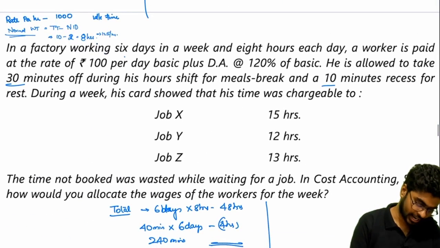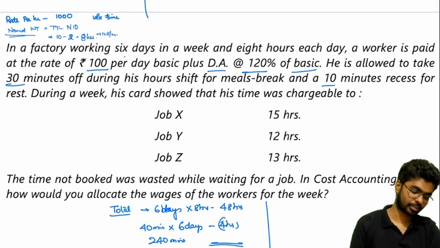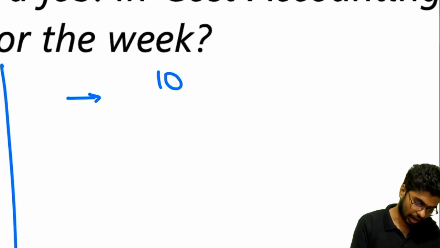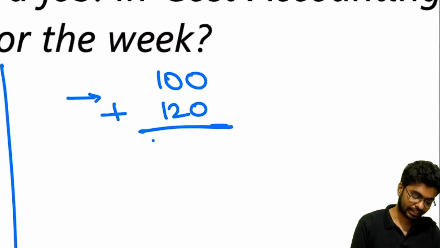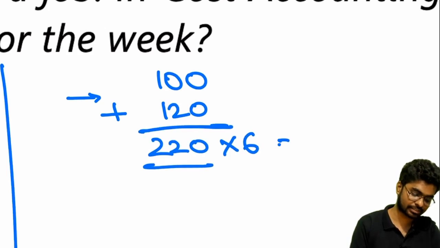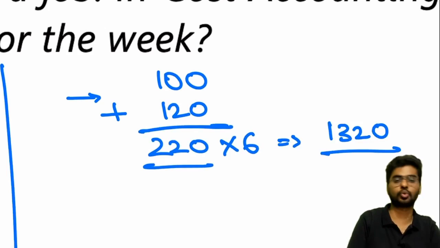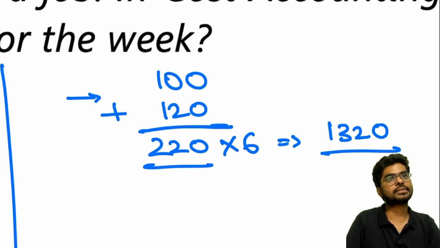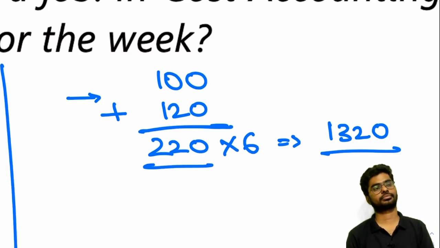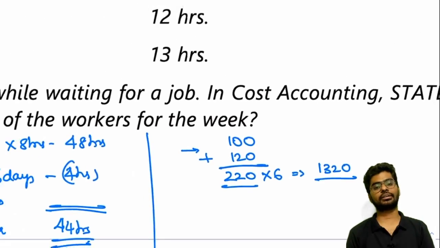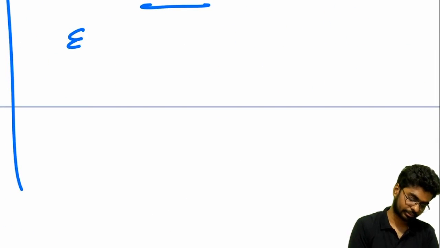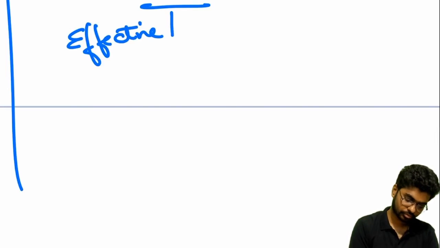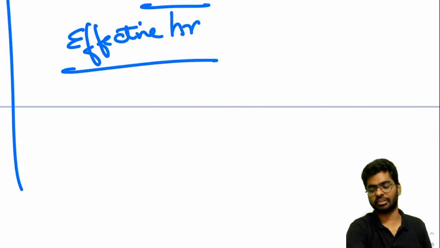The employee is paid 100 a day and dearness allowance of 120%. That means every day he will get 100 plus 120% of 100, which will be what? 120. So he will be getting 220 rupees a day for 6 days. That means totally he will be getting 1320. Did you understand this? Should I repeat any of this? Done? Now, what becomes my effective hour?